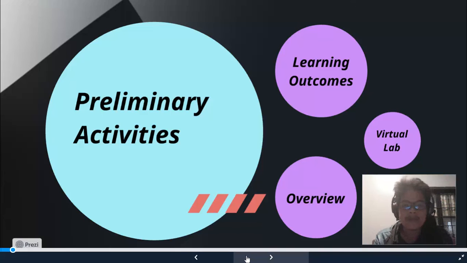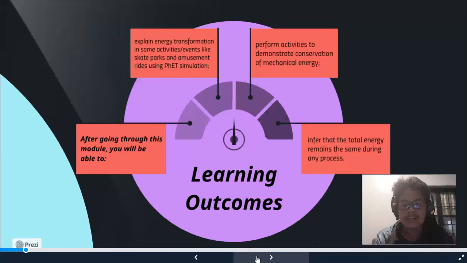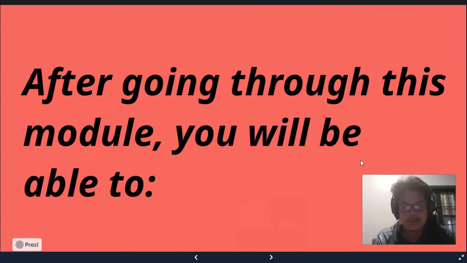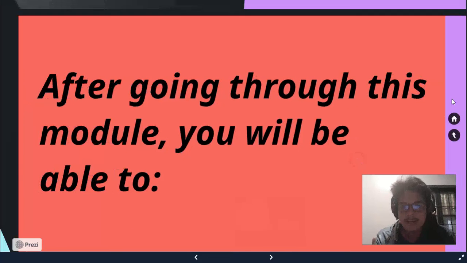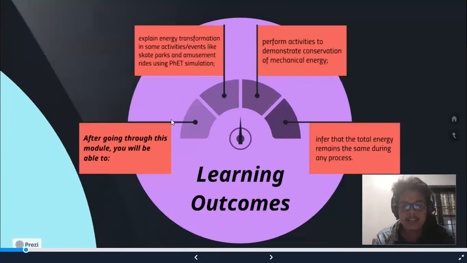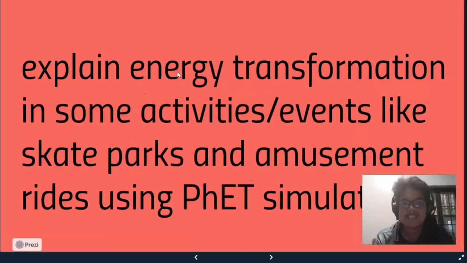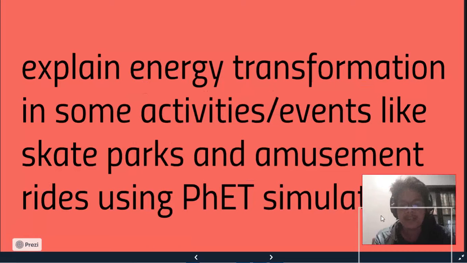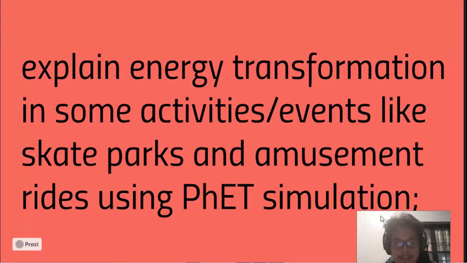So preliminary activities. We will start with our learning outcomes. These are the targets. Actually we have 3. After going through this module, you will be able to do the following. These are the 3 learning outcomes of our lesson. First one is to explain energy transformation in some activities or events like skate parks and amusement rides using the PhET simulation.